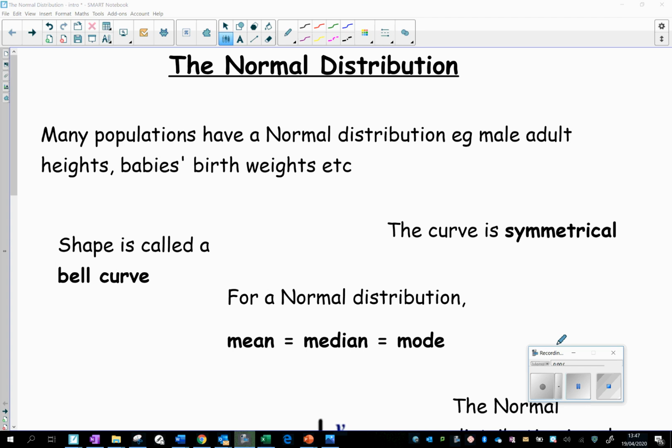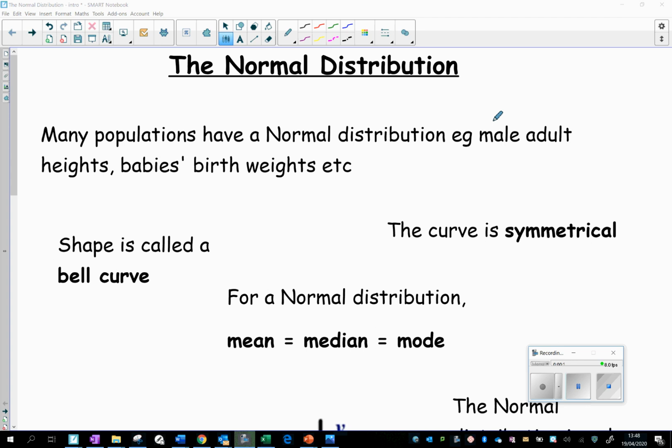Hello there and welcome to the normal distribution, one of the most common statistical distributions that there is. In fact, many different real life circumstances or distributions are normal, where most things are average sort of height, weight and so on, but you have a few very high and a few very low values. So for example, male adult heights would have a normal distribution, babies' birth weights, and so on.